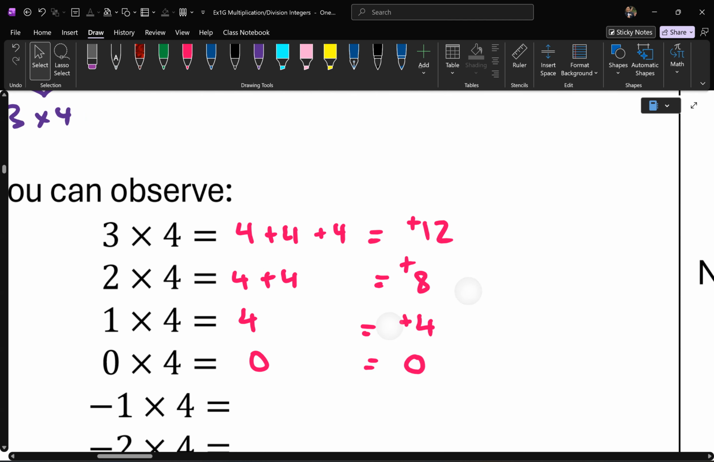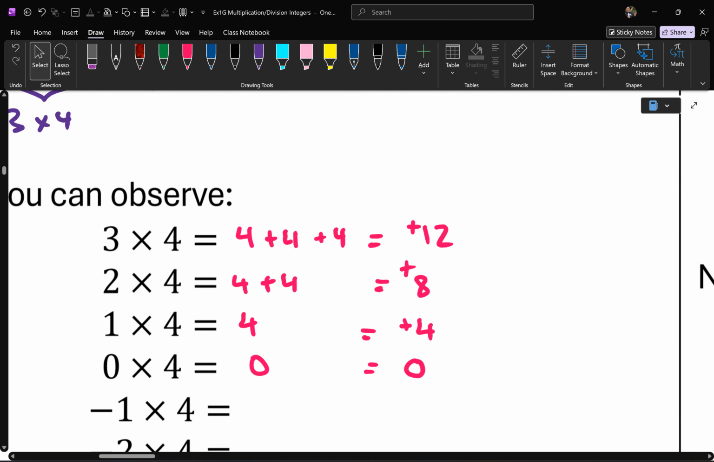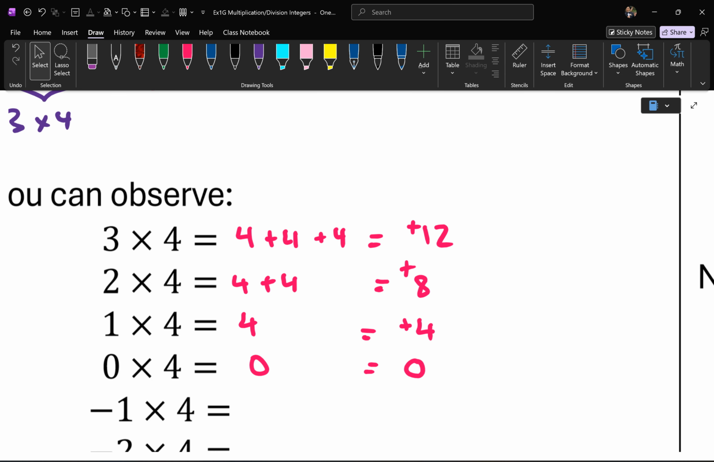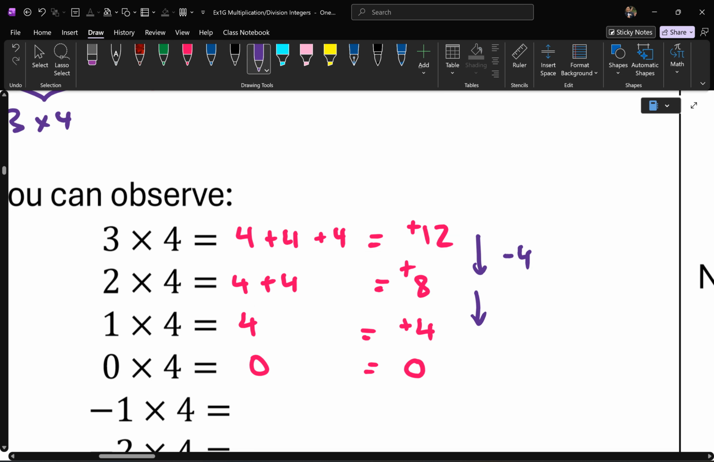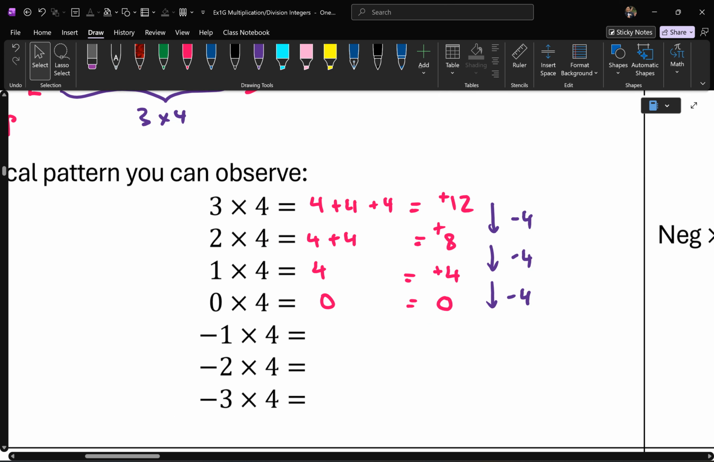But if you look at the number line, have you realized you're dropping down? 12 take away 4 is 8. 8 take away 4 is 4. 4 take away 4 is 0. Have you realized you're just dropping by 4 every time you go?